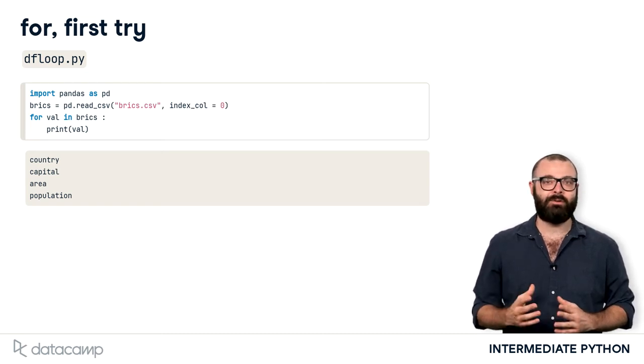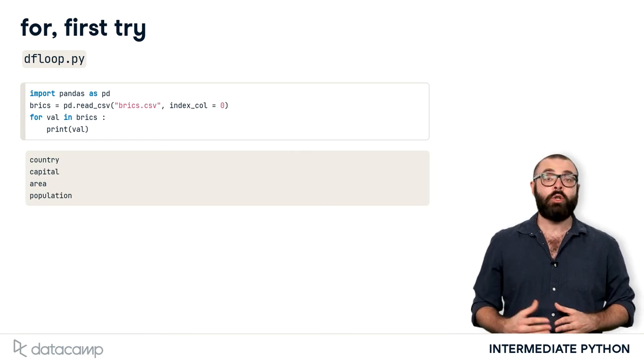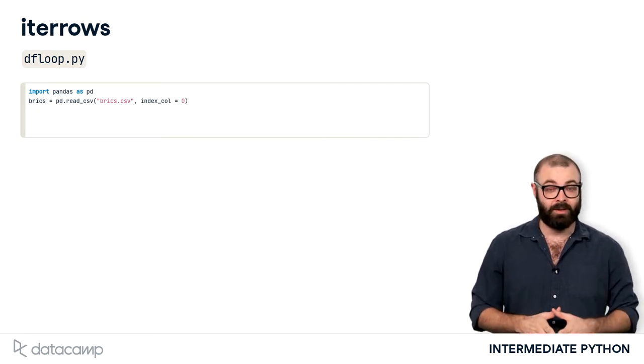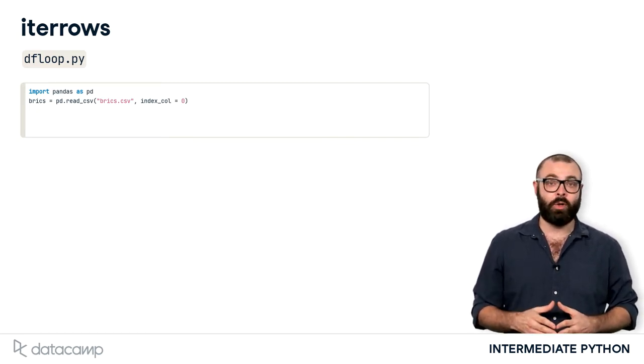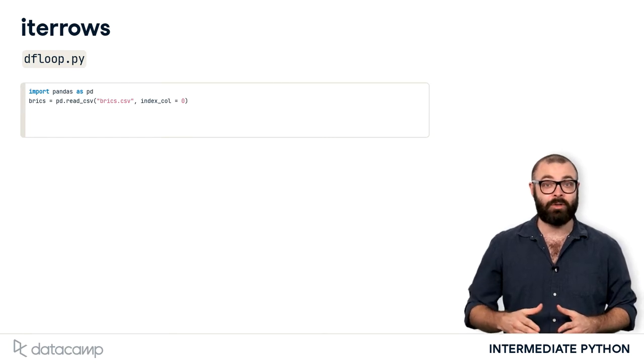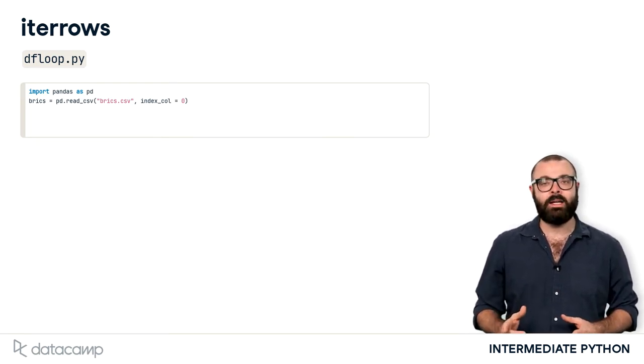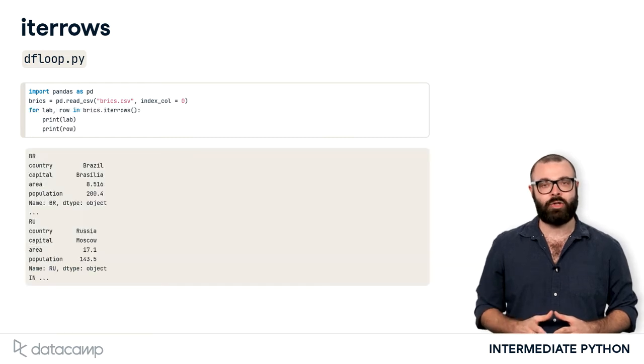In pandas, you have to mention explicitly that you want to iterate over the rows. You do this by calling the iterrows method on the BRICS data frame, thus specifying another sequence. The iterrows method looks at the data frame and on each iteration generates two pieces of data: the label of the row and then the actual data in the row as a pandas series. Let's change the rest of the for loop to reflect this change.